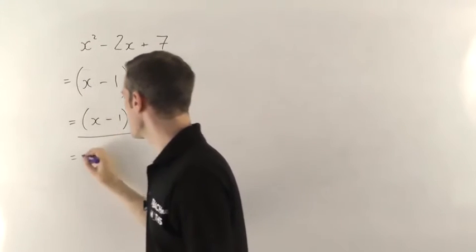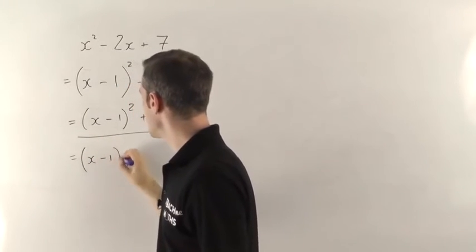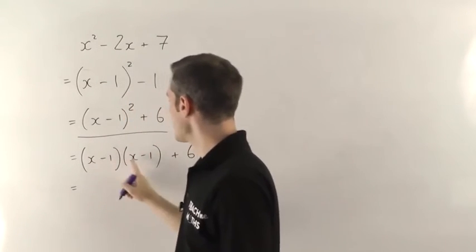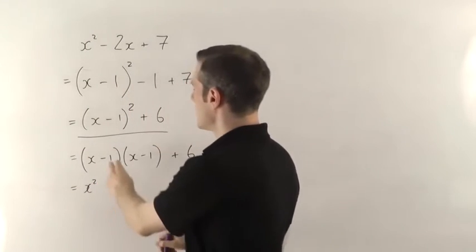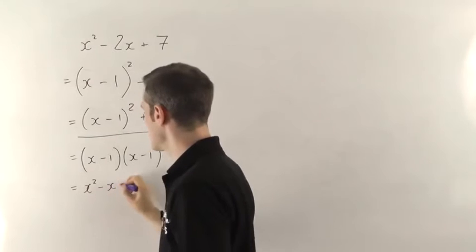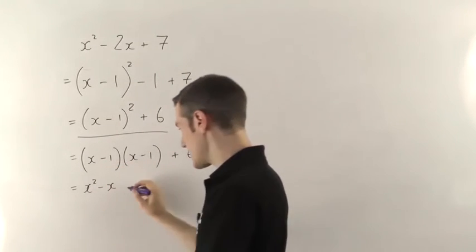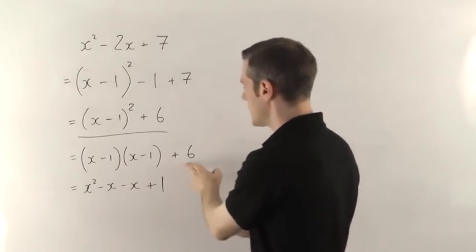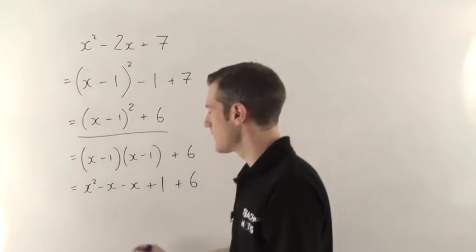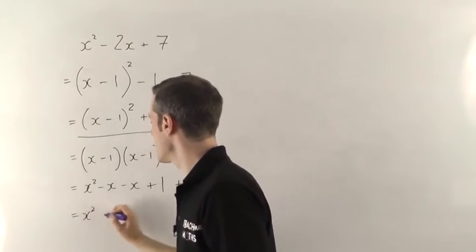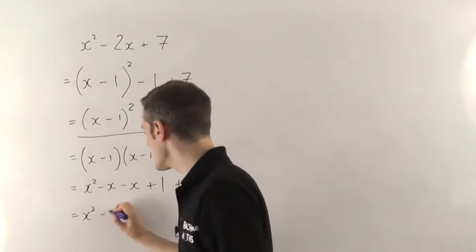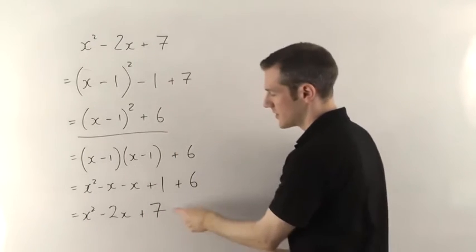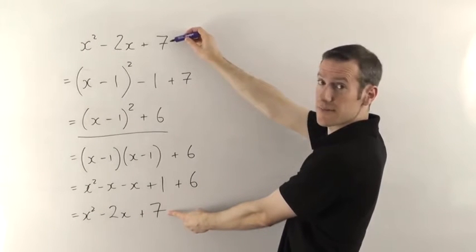But if we expand the brackets here, so it's going to be x minus 1 times x minus 1, and there's a plus 6 on the end. So x times x gives you x squared. Outside is minus 1 times x, which just gives you minus x. Inside is minus 1 times x, which also gives you minus x. Minus 1 times minus 1 gives you the plus 1, and the plus 6 goes on the end. Collect stuff together, you get x squared here. Minus x minus another x gives you minus 2 lots of x, and plus 1 plus 6 gives you plus 7. And you can see that this is exactly the same as this.